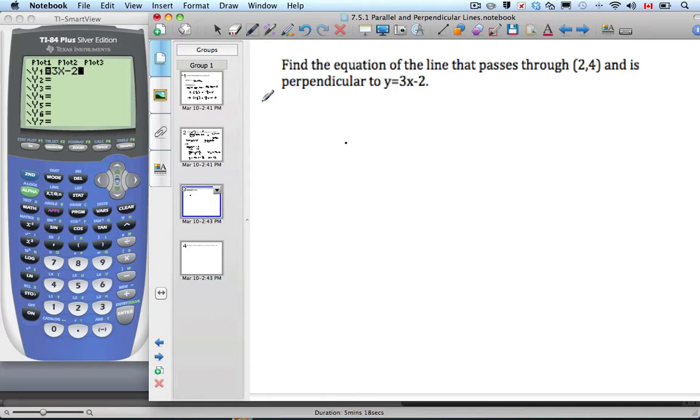So here's a scenario we have. An equation of a line that passes through the point (2, 4) and is perpendicular to y = 3x - 2. Do you want to do a quick sketch of what we're actually going to try and find? Sure. Okay.